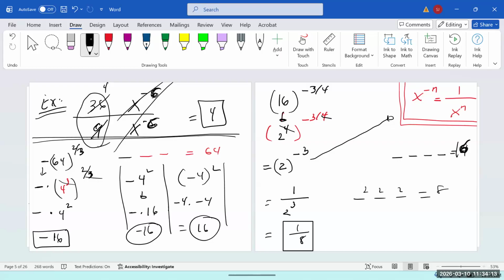The same scenario, let me erase this. The same scenario, but what if we have a negative sign inside the parentheses?